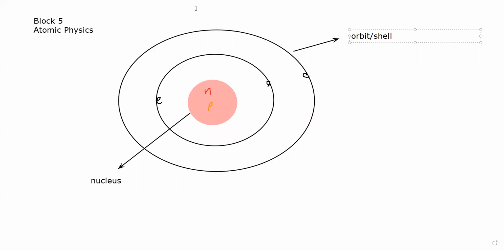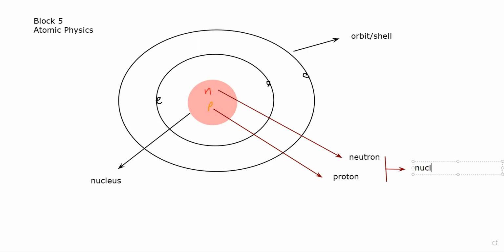Inside the nucleus, we have particles such as neutrons and protons. And collectively, this neutron and proton, the collective term which we use for both of them, we call nucleon. Neutron and proton collectively are known as nucleons. The term nucleon is used for the particles which are inside the nucleus.